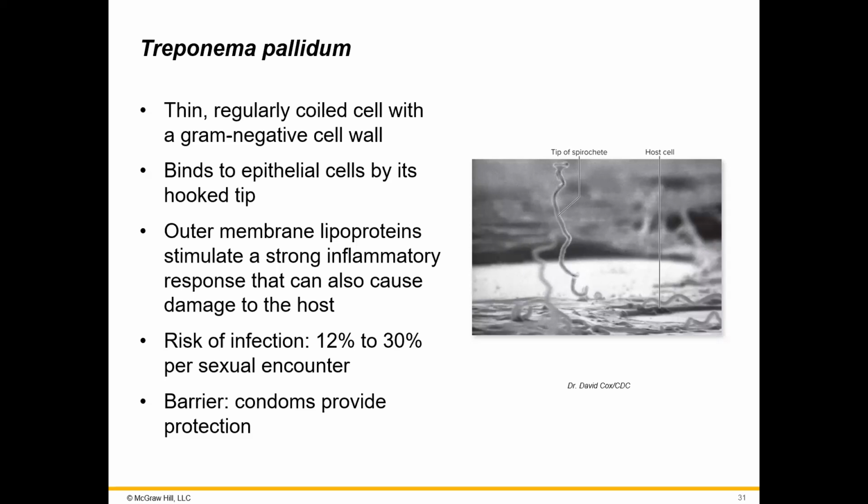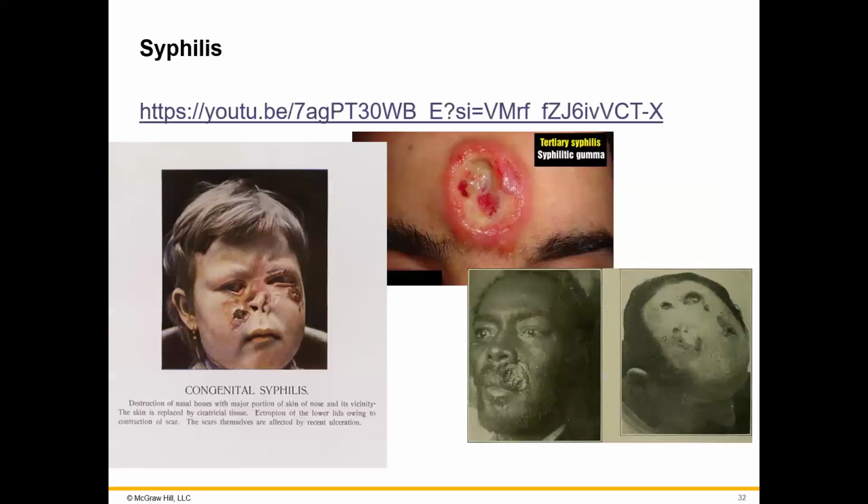Your risk of contracting syphilis is 12 to 30% every sexual contact with somebody who has it. So if there's somebody that has syphilis, there's basically a 1 in 4 to 1 in 3 chance that you're going to be getting it. Barrier condoms are effective at preventing the transmission.